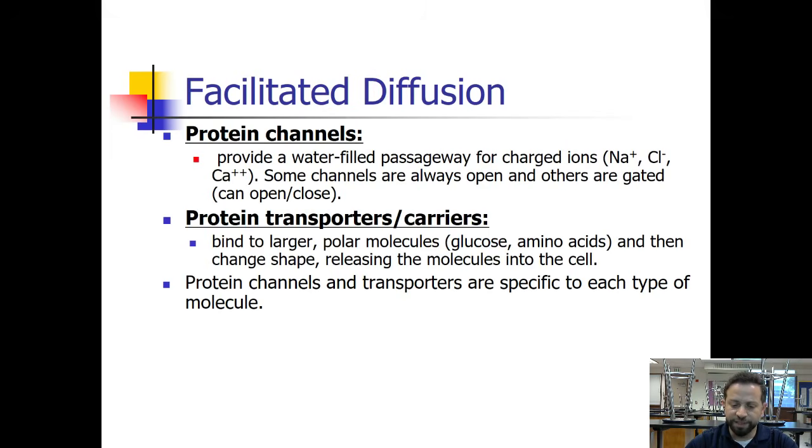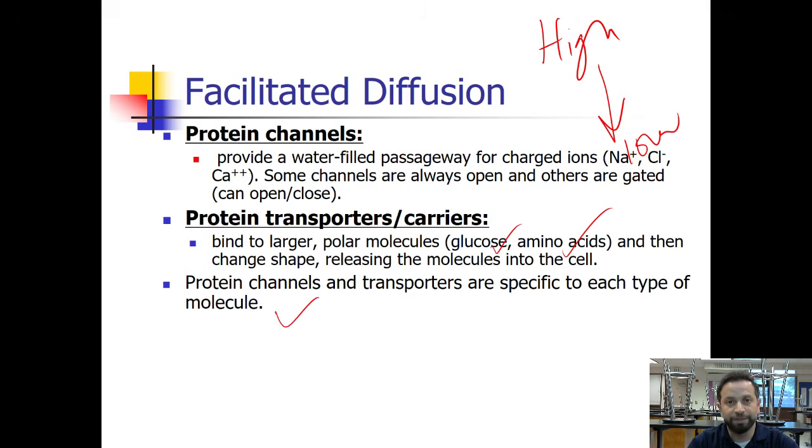Okay, so with facilitated diffusion, protein channels, like we just talked about, provide a water-filled passageway for these charged ions to go through. Again, remember, from an area of high concentration to an area of low concentration. Some of these channels are always open. Some of them have a gate on them, and they open and close. Okay, these protein transporters and carriers bind to large and polar molecules like glucose and amino acids, and then they can change their shape, releasing that molecule into the cell. And it's important to know that protein channels and transporters are specific to the type of molecule.